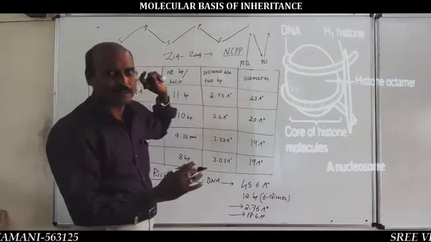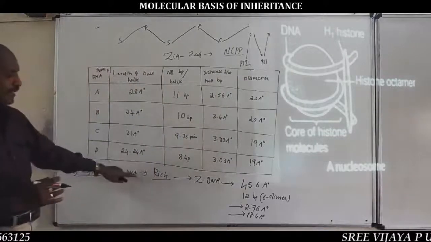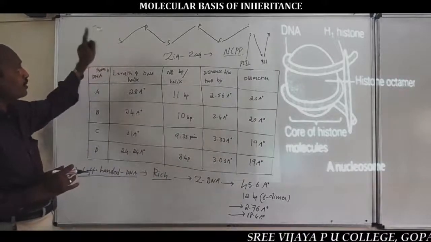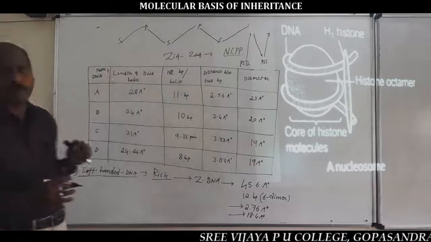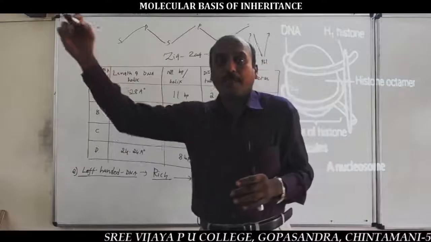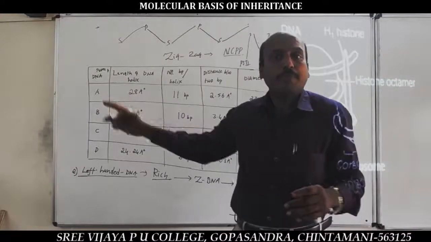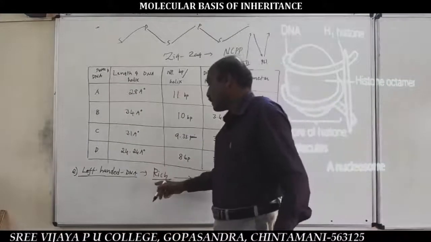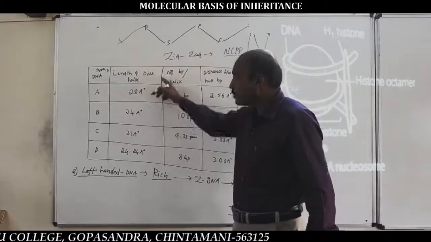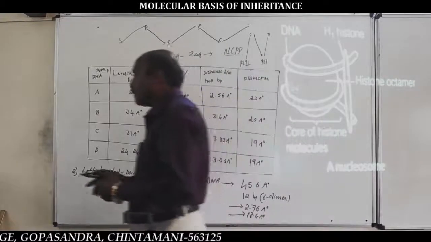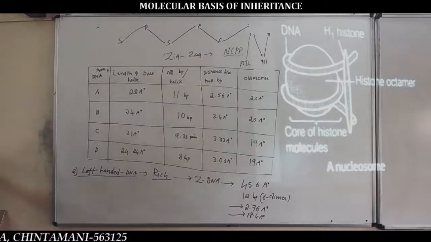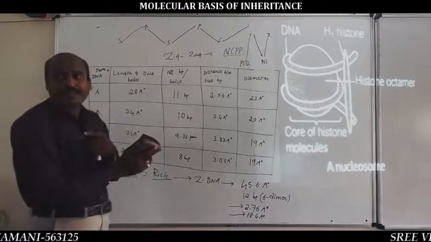In the same manner, in the left-handed DNA, for example Z DNA, the arrangement of sugar and phosphate units is in the form of zigzag pattern, so this pattern of DNA can be named as Z DNA, discovered by Rich. These are the two types of DNA on the basis of direction of twisting, nature of twisting.